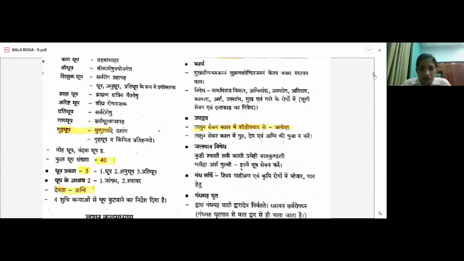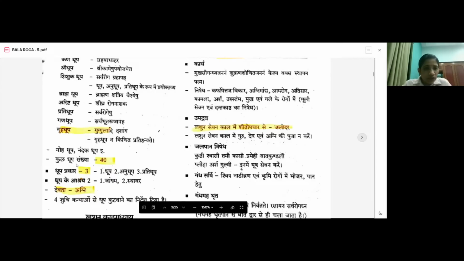Then, what is the complication if we take Sheeta Jala during the Lashuna Sevana Kala? The complication mainly produced is Jalodara. So Jalodara is the main complication if we take cold water during the Lashuna Sevana. Okay.